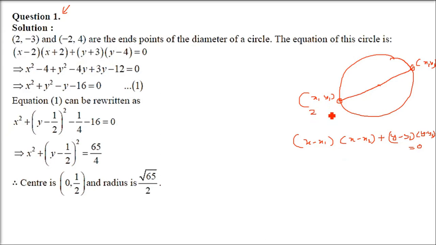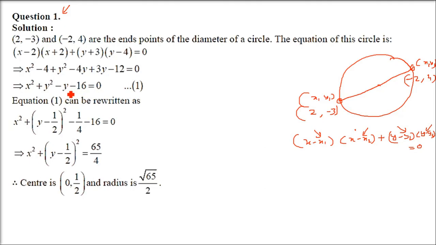So what is x1, y1? It is given as 2, -3, so just put it here. And x2, y2 is also given, that is -2 and 4. So you have to put x2, y2 here. Just multiply this out and you will get the equation of the circle. Now one more thing is asked in the question: find its center and radius.